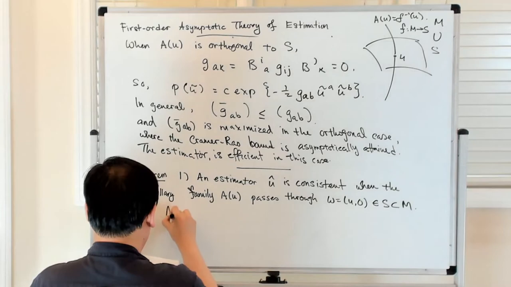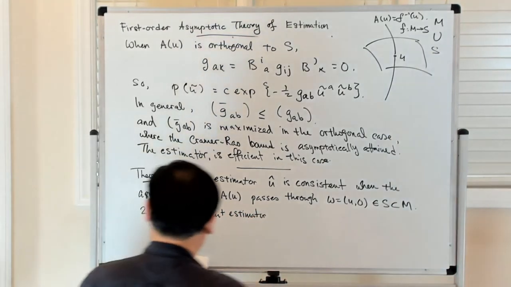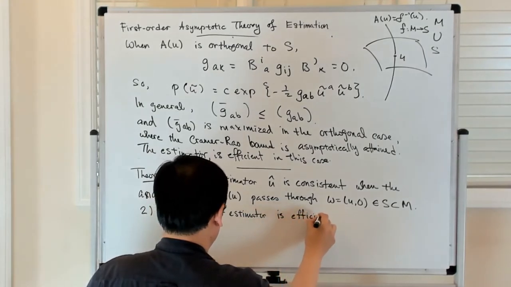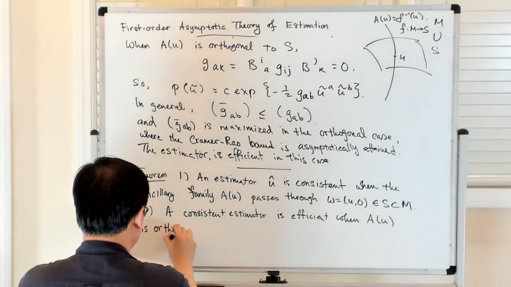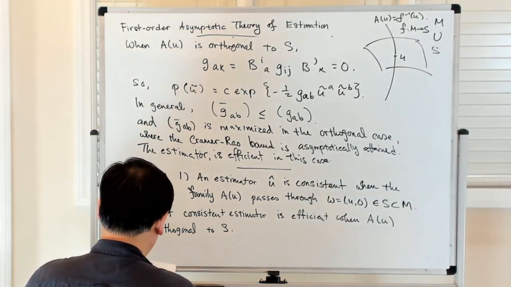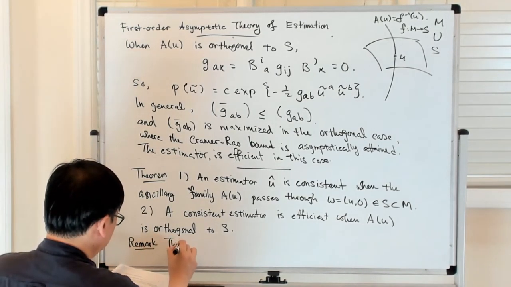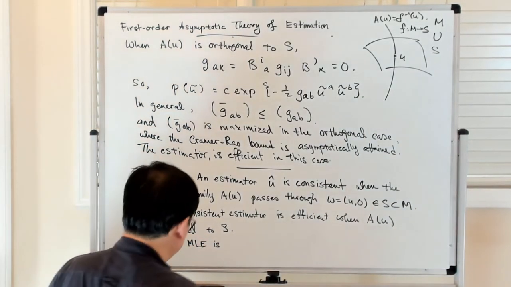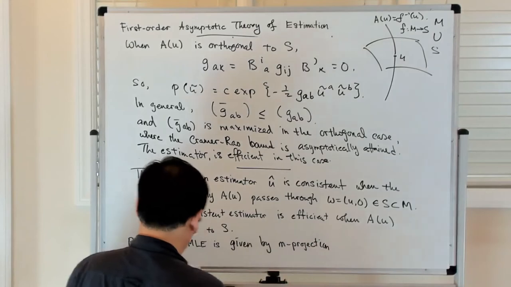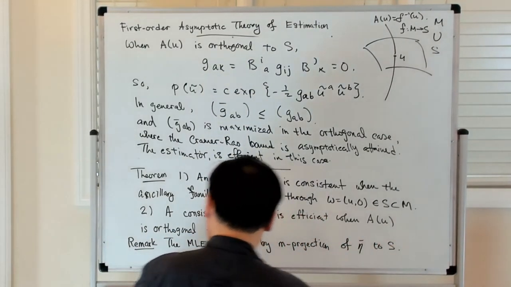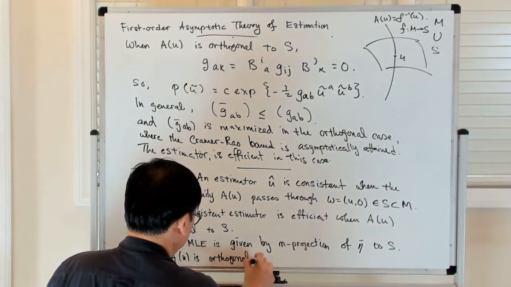And the second one is that a consistent estimator is efficient when this family A_U of fibers is orthogonal to S. It should also be remarked that the maximum likelihood estimator is given by the m-projection of eta bar to S, and as a consequence of that, A_mu is orthogonal to S, and it is efficient.